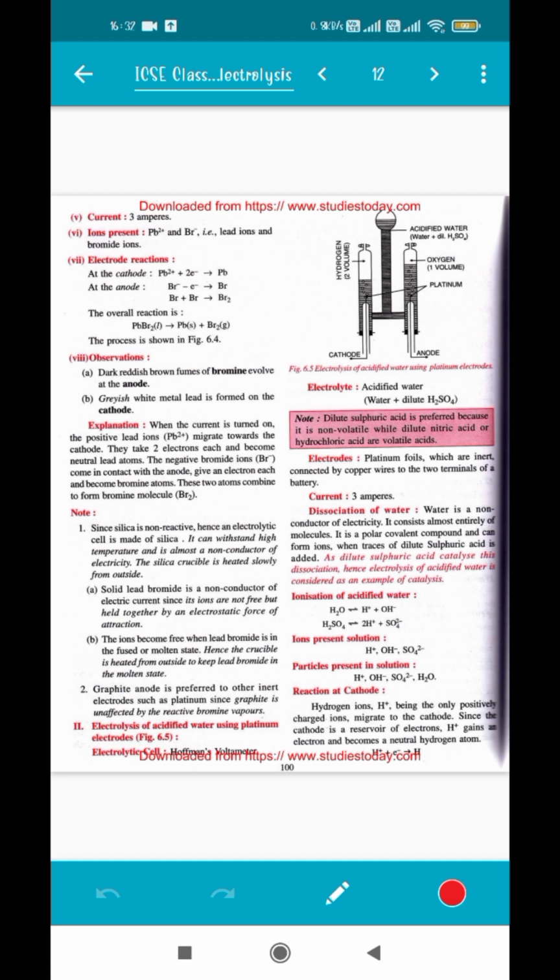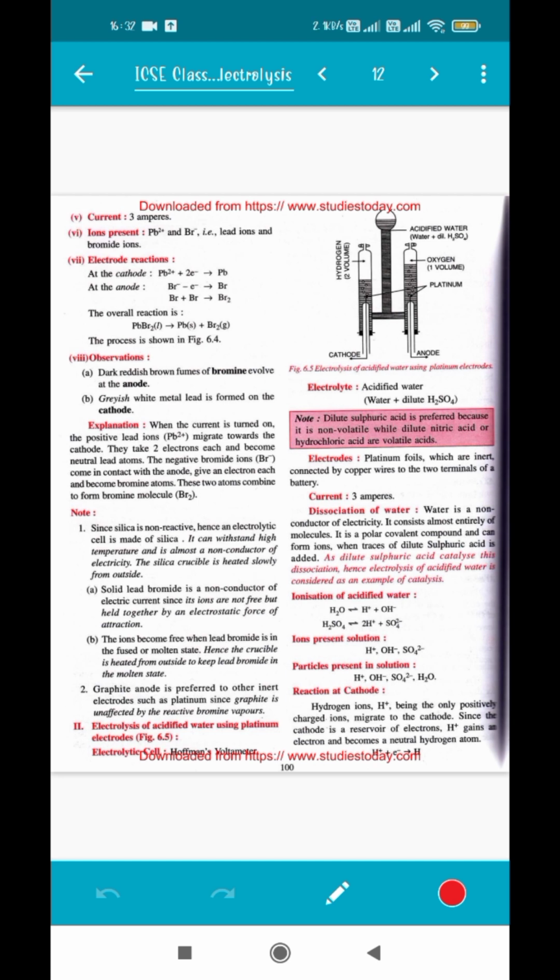Next is why the dissociation of water, or the breaking of water into its constituent ions, is known as a catalytic procedure when sulfuric acid is added. So why is the sulfuric acid added? Because I just told you that distilled water is a non-conductor of electricity. So in order to increase its conductivity, sulfuric acid is added. But none of the sulfuric acid is utilized in the reaction. It does not take part in the reaction.